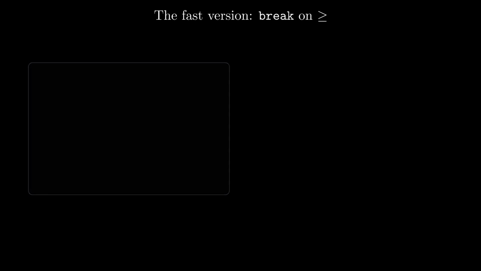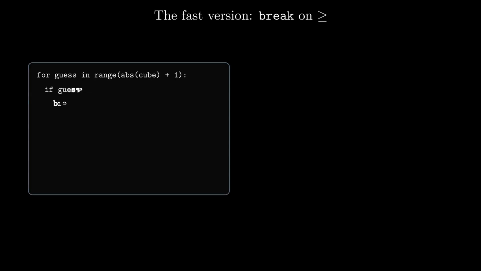Here's the fast version. Inside the loop, we now break as soon as guess to the power of 3 is greater than or equal to cube, not just equal to it. The greater than or equal is the key. It catches the answer and also stops once we've overshot. With cube equal to 27, the loop breaks at 3.